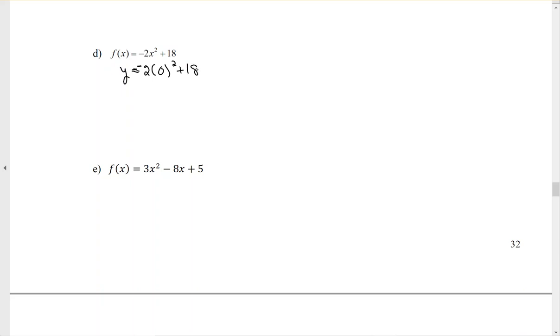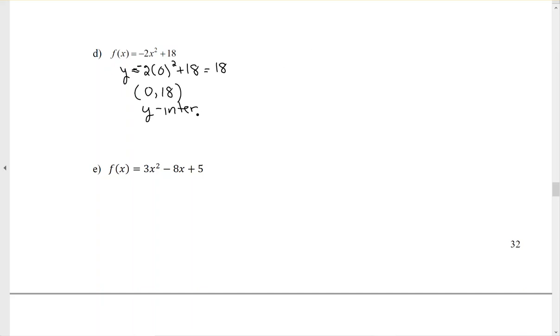So if I evaluate, do order of operations, this first term is just going to be 0. 0 squared times a negative 2 is 0, plus 18 just gives me the constant 18. So our y-intercept, when we let x equal 0, the output y was 18. That's your y-intercept. For the x-intercept, it's a little bit more algebra involved.